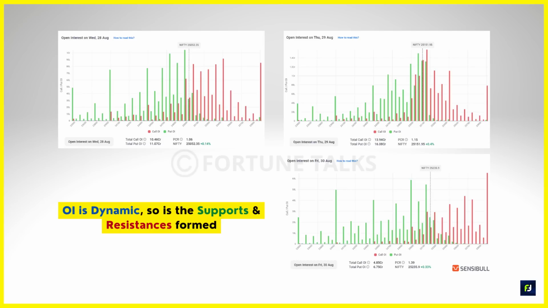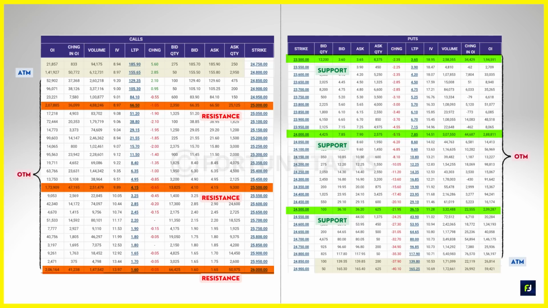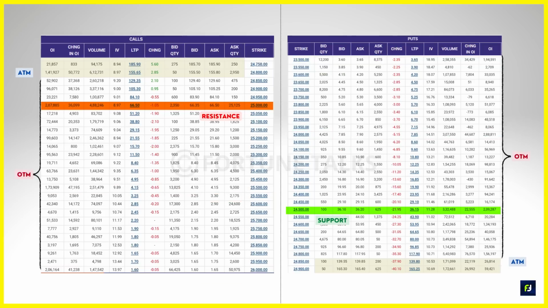Let's take this further. From the example, we know that the key supports to watch out for are 24,000, 24,500 and 23,500, whereas the key resistances to watch out for are 25,000, 25,500 and 26,000. Now, what will happen when one of these levels are breached? Let us consider the case of the immediate support level of 24,500 and the immediate resistance of 25,000. If Nifty goes below 24,500, put writers who have a bullish bias could start unwinding or closing their positions as their profitability would start reducing.